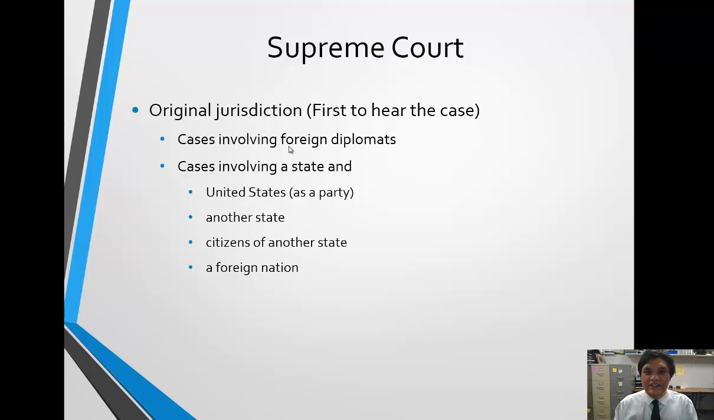Cases involving Texas and a citizen of another state, let's say a citizen from Louisiana who committed a crime or had a contract dispute with someone in Texas, then Texas versus the citizen of another state would go directly to the Supreme Court. And then finally, any case dealing with a foreign nation goes directly to the Supreme Court as well, which makes sense. So, the Supreme Court does have original jurisdiction in those kinds of cases.